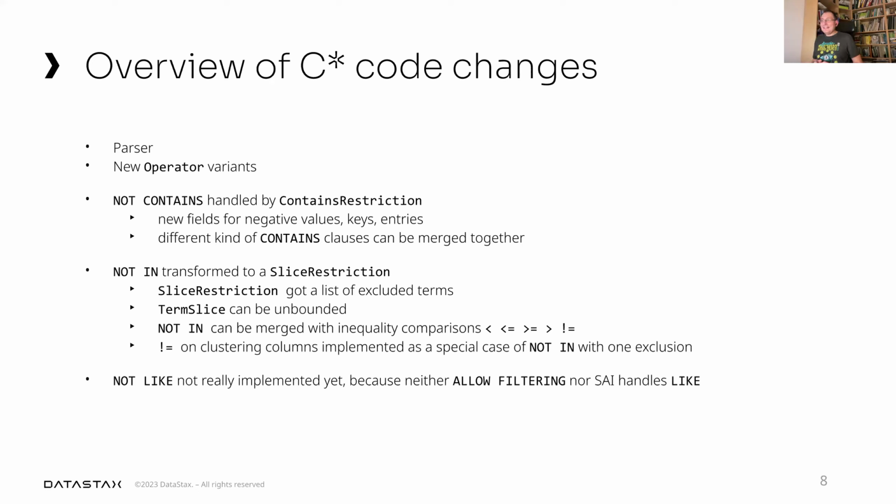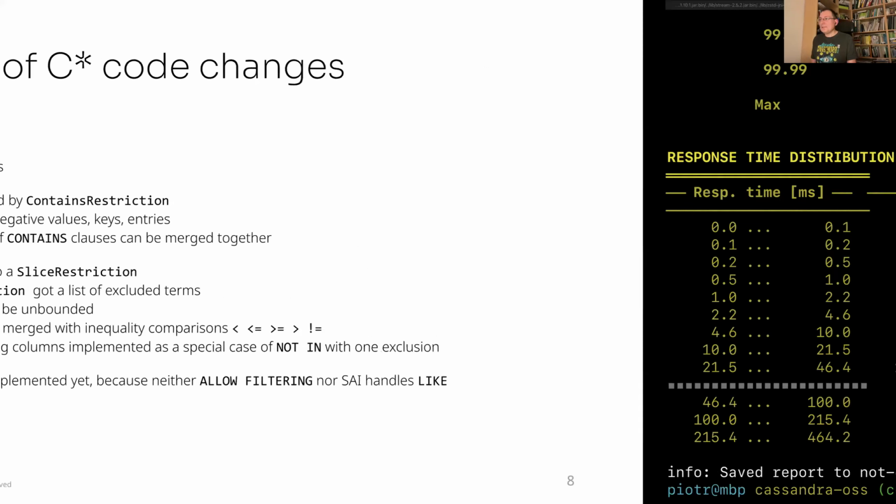But then I realized that this way I cannot have both contains and not contains in the same query, because you cannot merge restrictions of different types for the same column in Cassandra. That's a limitation of how things are architected at the moment. So I had to revert that design, and eventually I implemented not contains as a special case of the contains restriction. So the contains restriction contains new fields for negative values, keys, and entries. Let me actually show it in the code. Maybe that would be more understandable.